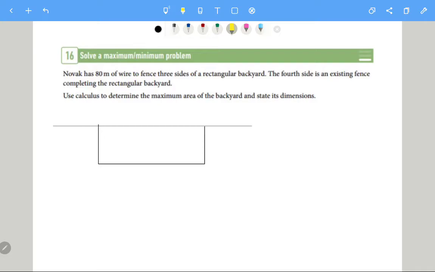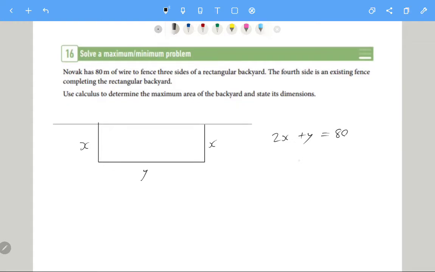So let's give some names to things. If we call this side over here X and this side over here Y, well, we can comfortably say that 2X plus Y must be equal to 80. Alrighty. And since we know that, now we can write y, the long side, in terms of the x. So 80 minus 2x. Alrighty. So this is now going to be really useful because now we can determine the area of this rectangle.